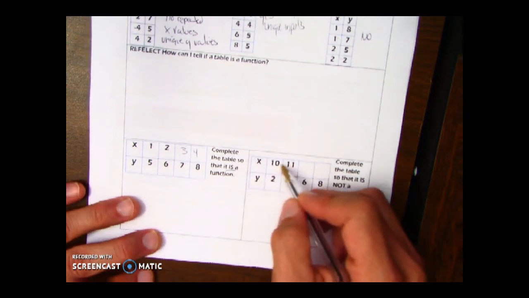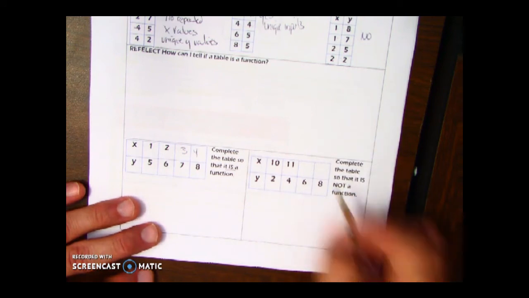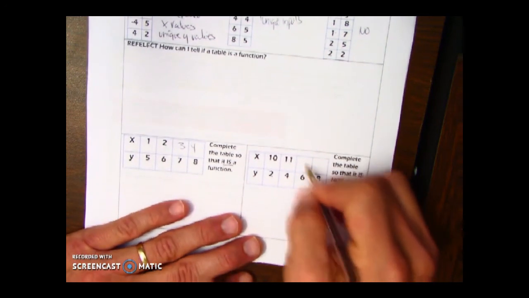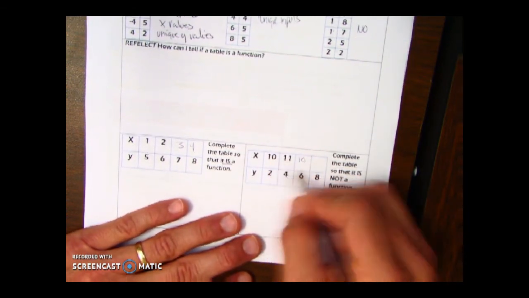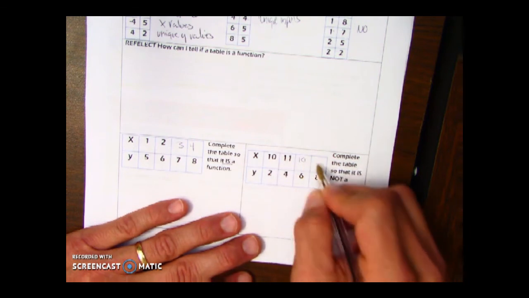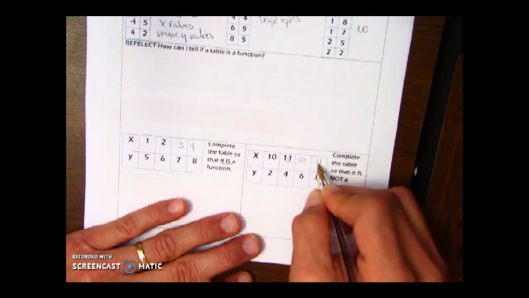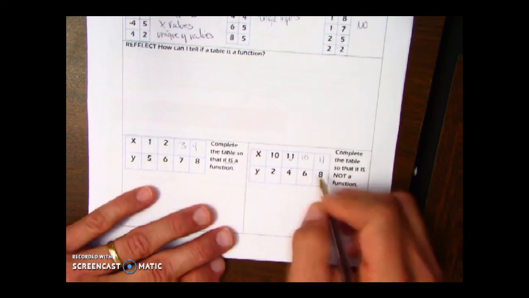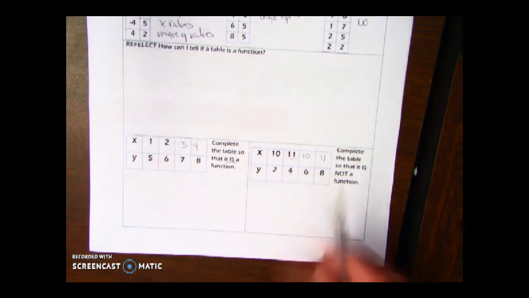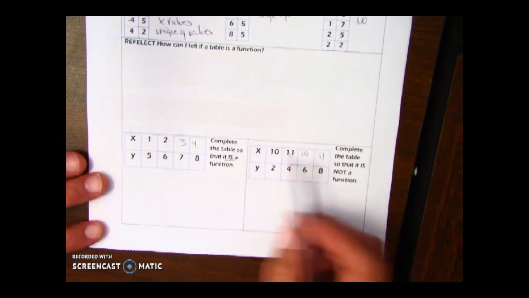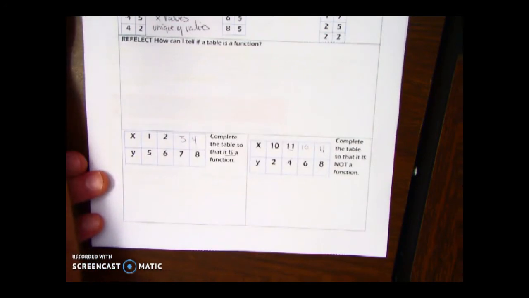If we have an x of 10 and 11 to make this not a function, we could do 10 again, because sometimes if I put in 10 I get 2, and if I put in 10 I get 6. I could throw in another 11, because if I put in 11 I get a 4, and sometimes if I give 11 I get 8. That's what would make it not a function. You could have done 10 and 10 or 11 and 11 here, but anytime you have an input with different outputs, it's not a function. So I wanted to add that.